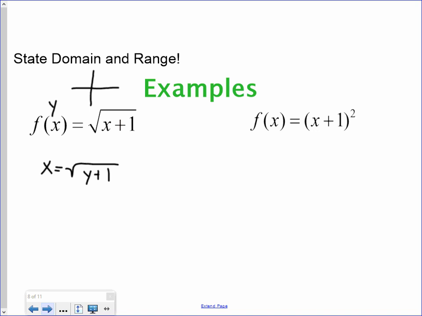Like a little arc, like a little hill, like a little bump. And this one has been moved to the left one. Does that pass the horizontal line? Yes. So it has an inverse function. I should continue. So I switch to x and y. How will you solve for y here?